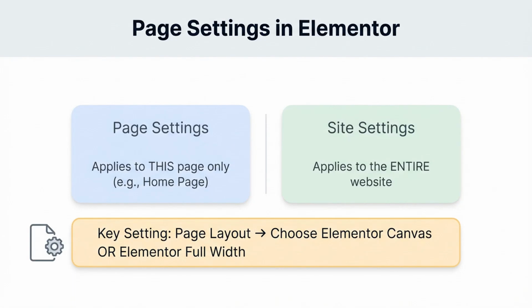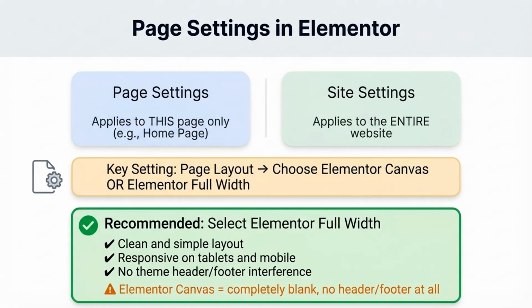Page settings is an important concept to understand clearly. When you open page settings in Elementor, you're only changing the settings for that one specific page, not the whole site. So if you're on the home page, these settings apply to the home page alone. The most critical setting here is the page layout option. The recommendation is to always choose Elementor full width for your page layout. Why? Because this setting makes your design clean, simple, and responsive right out of the box. It looks good on tablets, looks good on mobile. It just works. Elementor Canvas is a completely blank slate with no header or footer, which is useful in specific situations, but not for general pages.